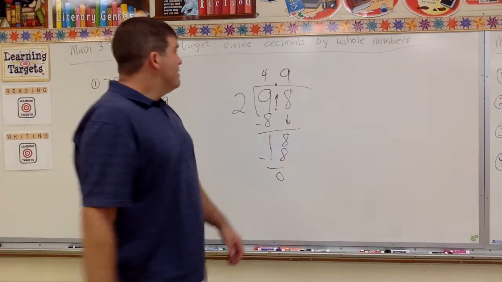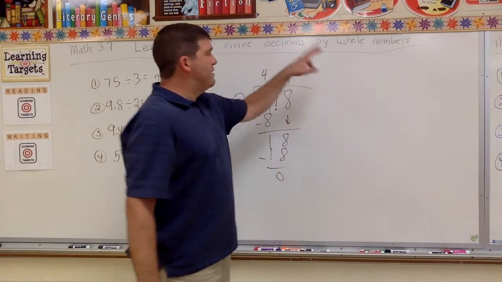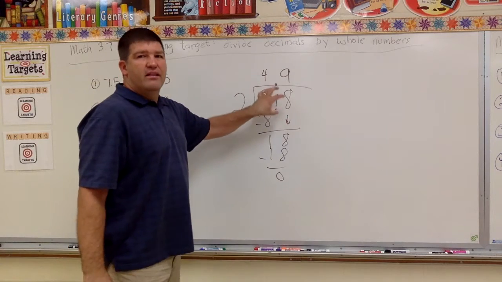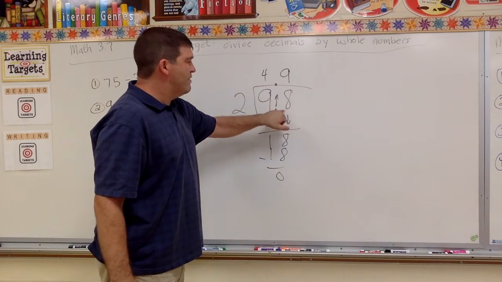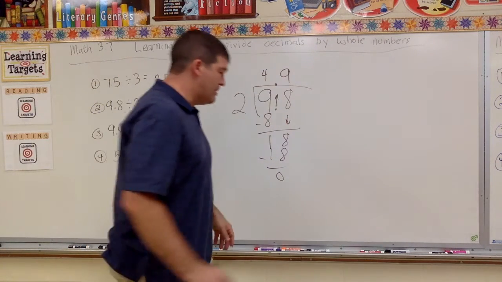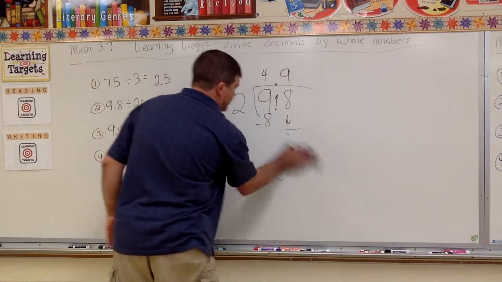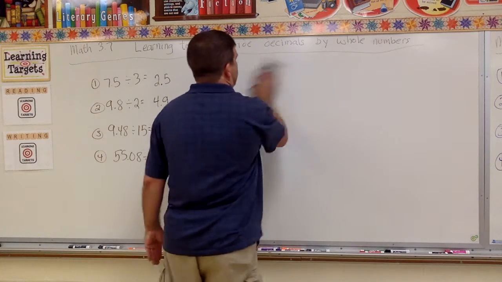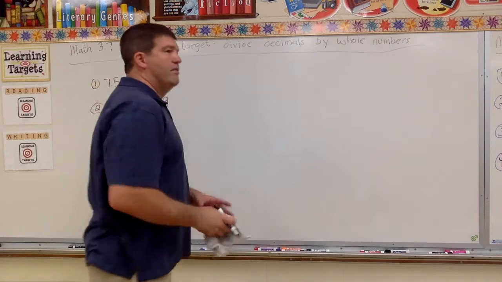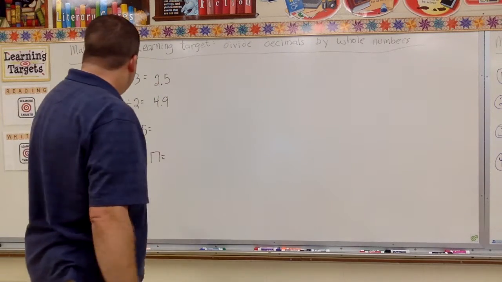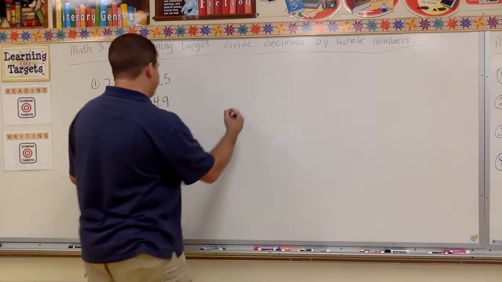Okay? When you have a decimal that's being divided by a whole number, wherever that decimal is, just send it on top. And then do the division. Okay? Hopefully you're saying to yourself, easy peasy lemon squeezy.